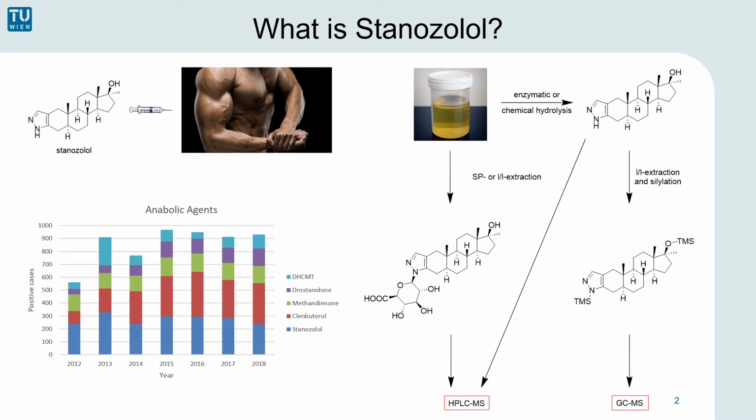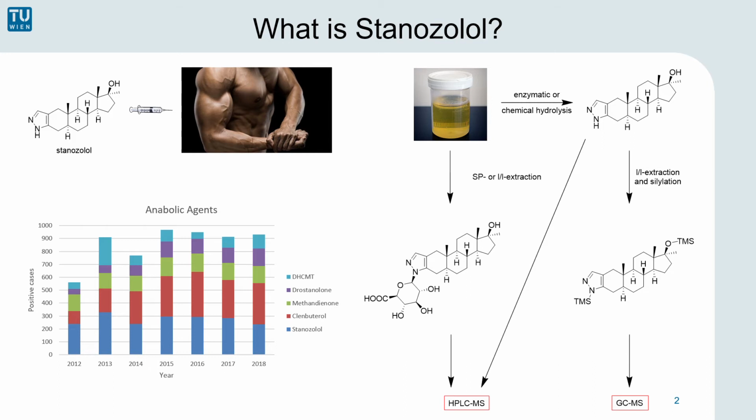Usually, urine samples of athletes are analyzed, and two analytical methods are available for the detection of doping abuse. First, gas chromatography, where you have to cleave the conjugation of the urinary phase II metabolites enzymatically or chemically to obtain the corresponding phase I metabolites. After extraction of them, they are globally silylated to lower the boiling point of the substances for GC analysis. This is by now the standard method for the analysis of steroids, but it is highly laborious and time-consuming because of the two necessary reaction steps.